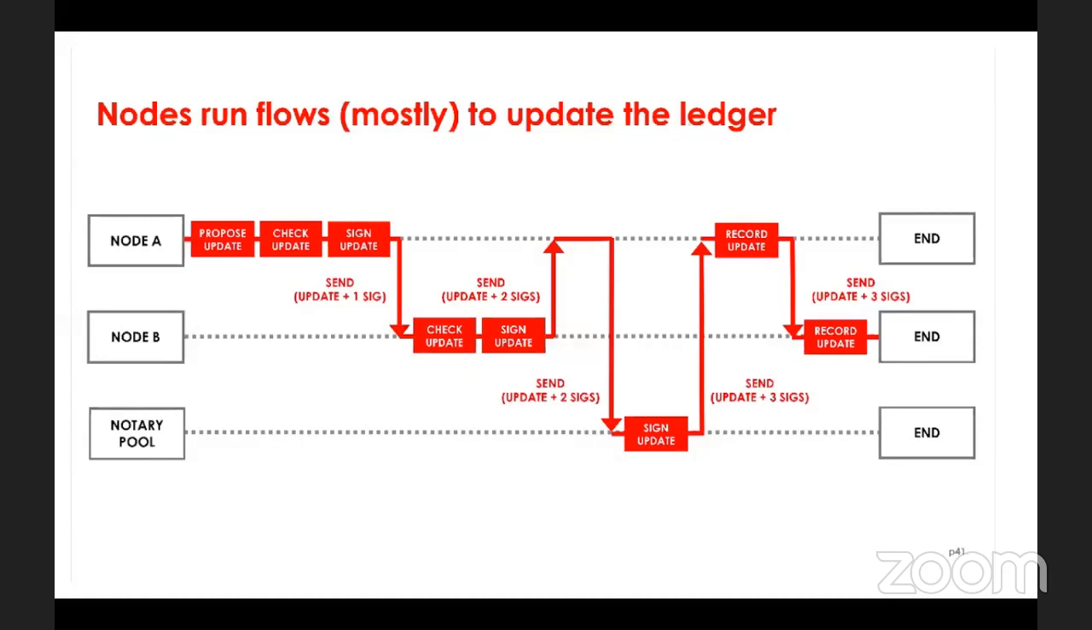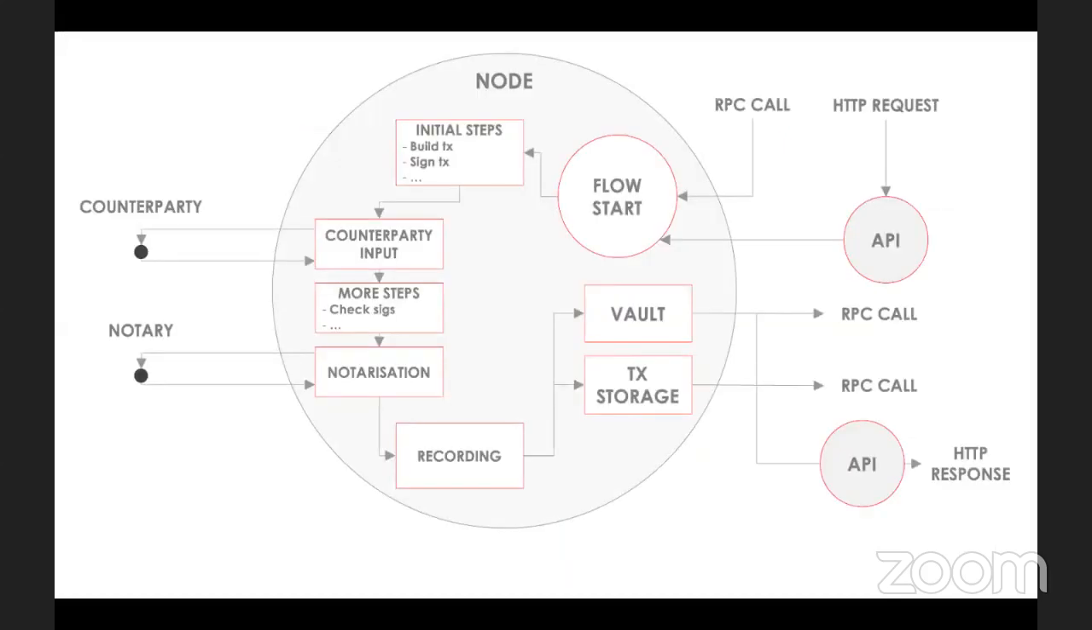And then once node A records it, node B records it, and that's the end of it. So we know the role of the initiator, responder, and the notary pool. When we see this architecture, we can understand nodes. When you look at the flow framework, you can kickstart a flow from an RPC call, so it need not be a Corda app.